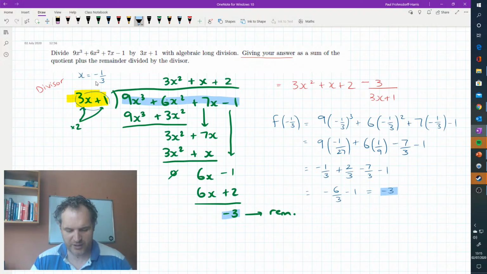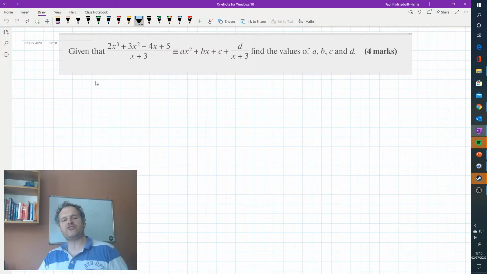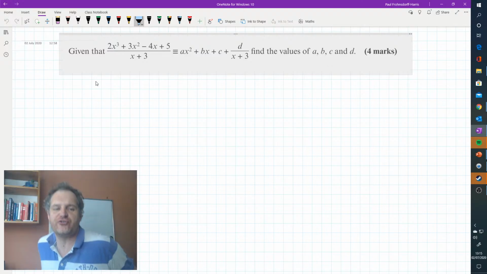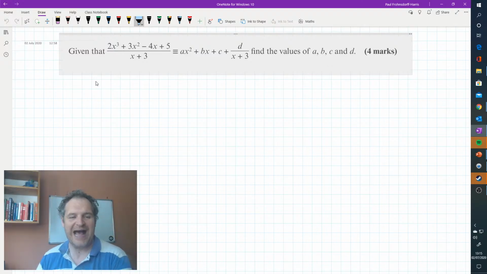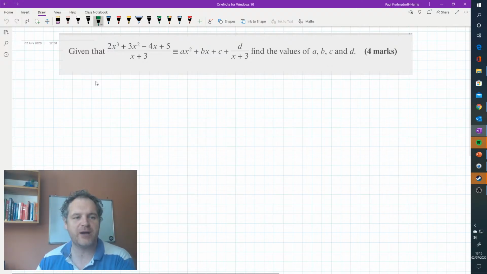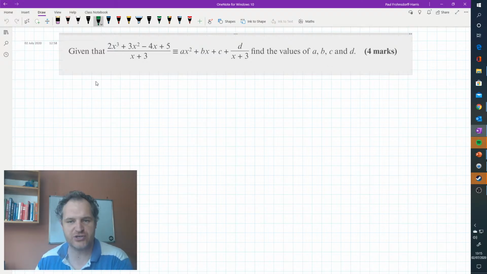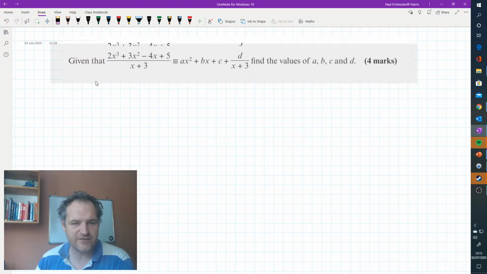I've got 2 more questions I'm going to go through today. Here is a question which is exactly the same question but laid out in a different manner, because it's an important skill as an A-level student to be able to work out the thing. This is asking you to do algebraic division, but it doesn't mention division, it doesn't mention divisor, it doesn't say remainder, it just says given that this is this, find the values.